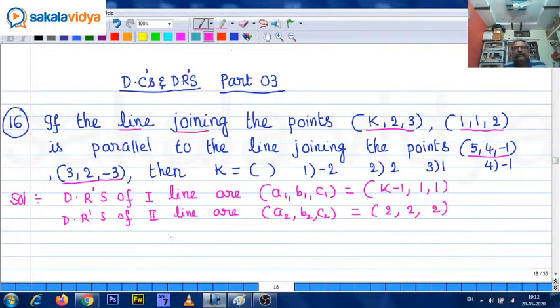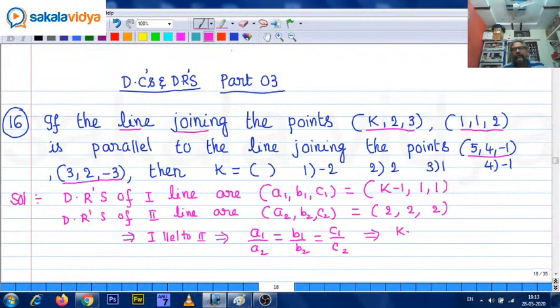Since they are parallel, that means line 1 is parallel to line 2. That implies a1 by a2 equals b1 by b2 equals c1 by c2. So substituting the respective values, k minus 1 upon 2 equals 1 by 2. The 2 gets cancelled. K minus 1 is equal to 1. K equals 1 plus 1, 2. So the second option is the right option.